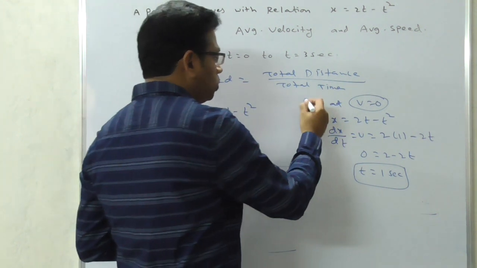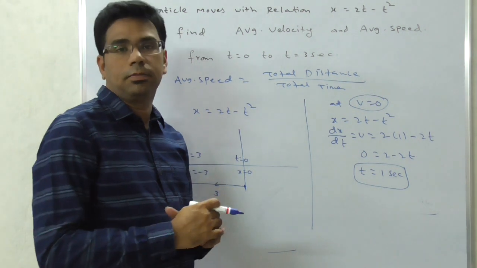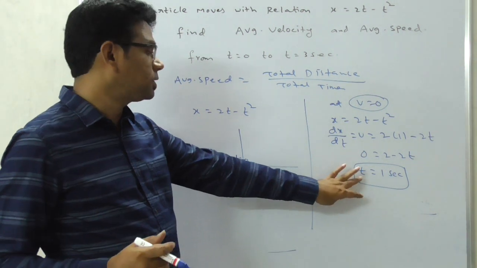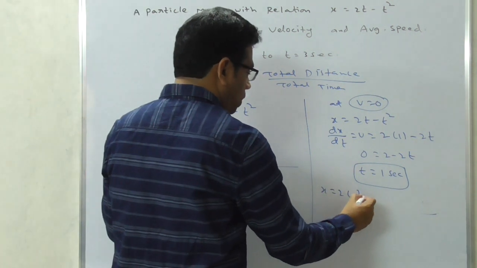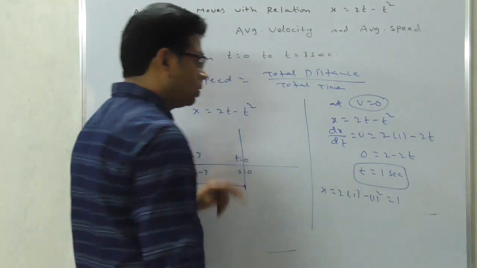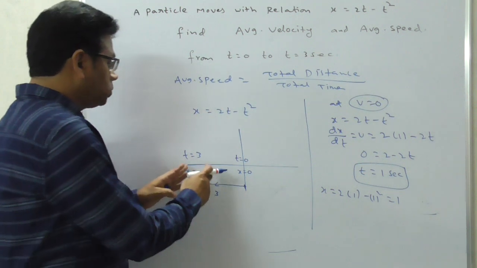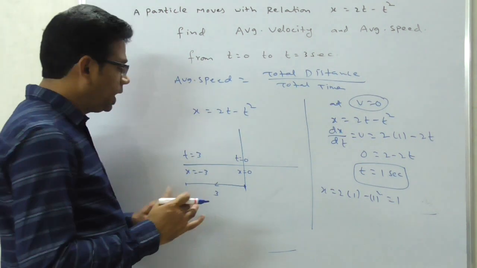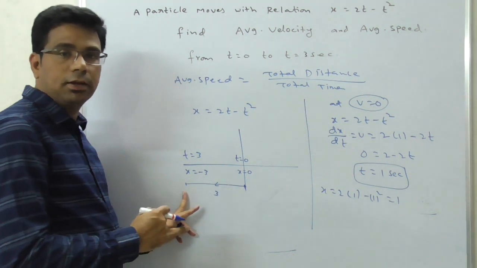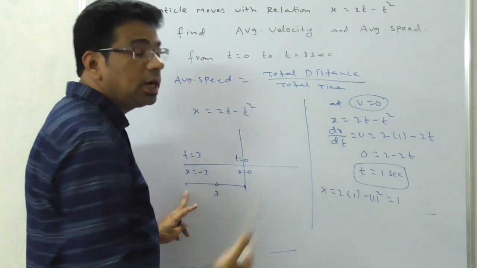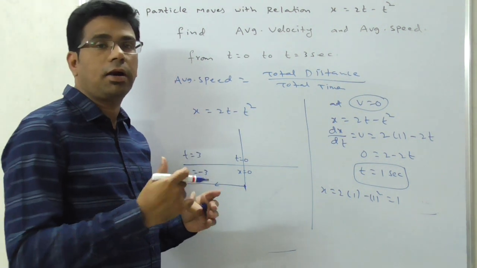Now find the position. Position means at 1 second, where is the particle? To get the position, again substitute t equal to 1 in x. Now x is equal to 2 into 1 minus 1 square, this is 1. So at t equal to 1, x equals 1. Now coming to this diagram. In displacement, we directly consider initial as well as final. But here, to get total distance, we have to check whether the particle takes a turn or is directly moving.